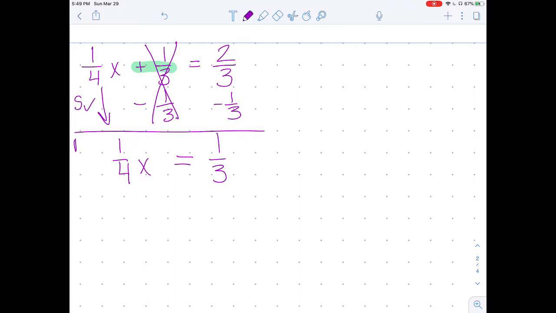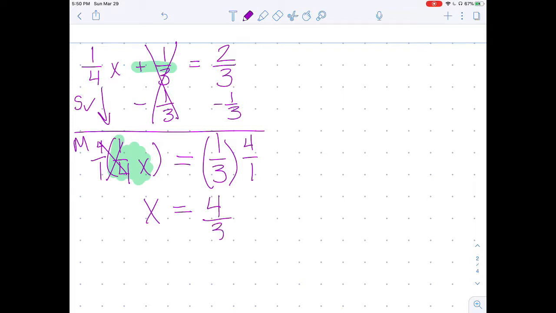Okay, so I'm done with subtract and add. Next is multiply and divide. So here we've got 1/4 times x, and to do this we need to divide by 1/4. But when we divide by a fraction, we multiply by the reciprocal. So we're just going to flip over the fraction and multiply. So it's 4/1. So multiply by 4/1 on both sides. This cancels out, so we've got x equals 1 times 4 is 4, 3 times 1 is 3, and if we simplify, x equals 1 and 1/3.